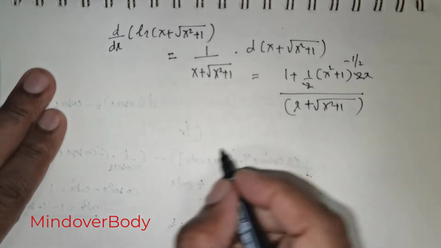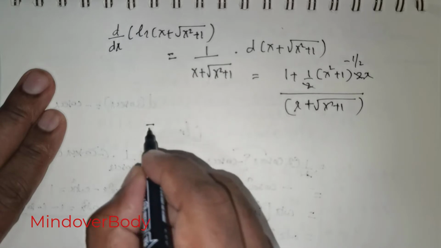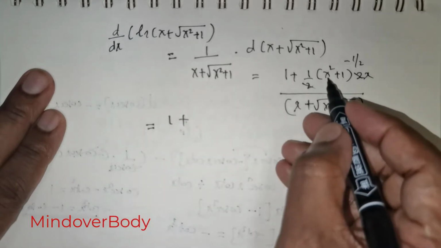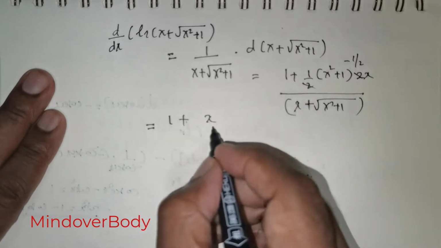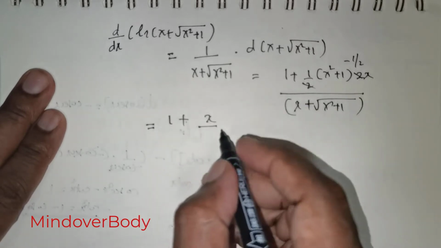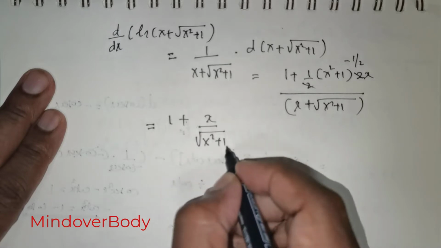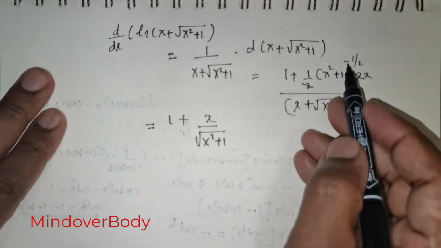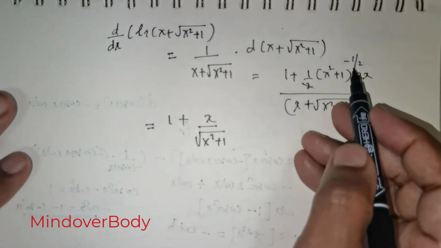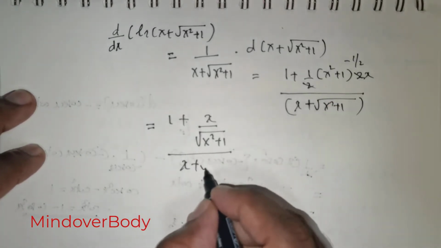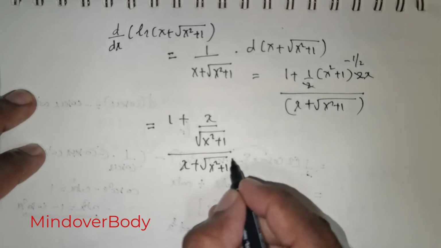The 2 that we see can be cancelled, so we now have 1 positive x squared. So let me write that down, x over root of x squared positive 1, because the degree is negative half, right? So I can push it down. So this has to be divided by x positive root of x squared positive 1.